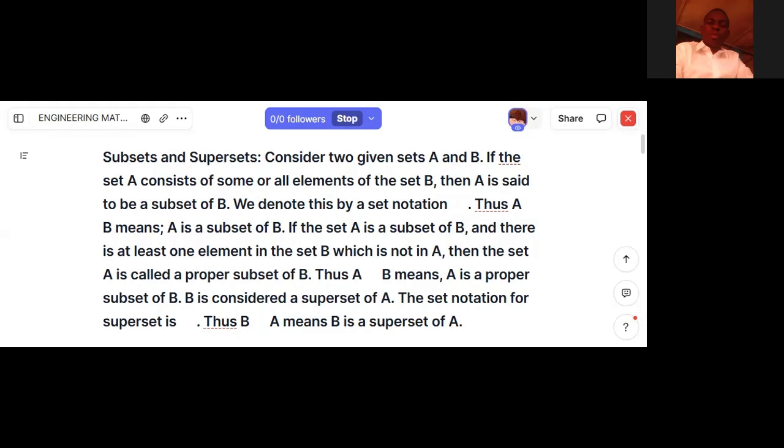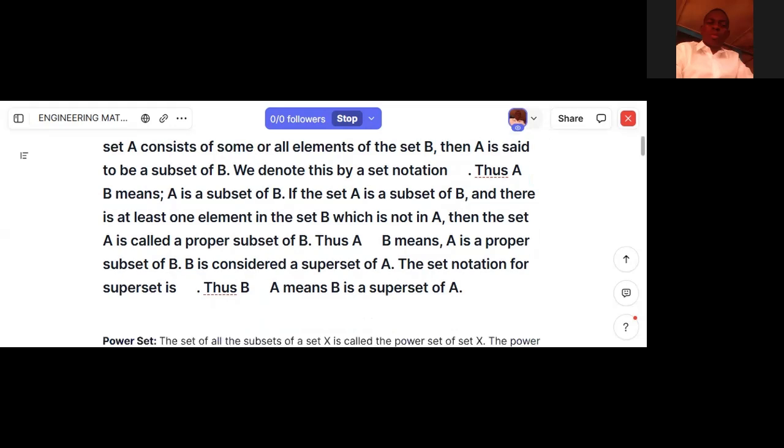Now B is also considered a superset of A. B is considered a superset of A, the other way around. Now, the notation for superset is simply the long C facing the left direction this time around, facing where the B is. Okay, so B is a superset of A the other way round, all right.